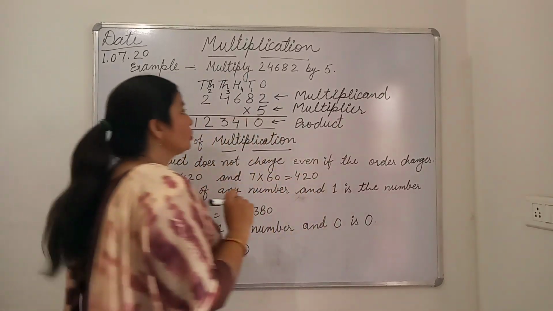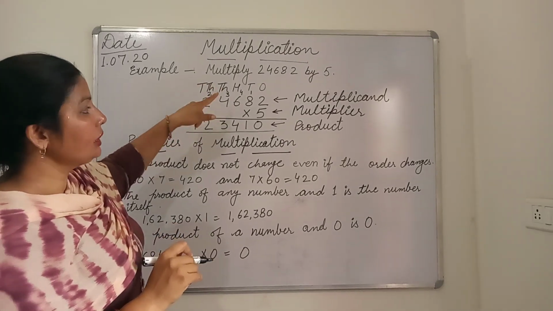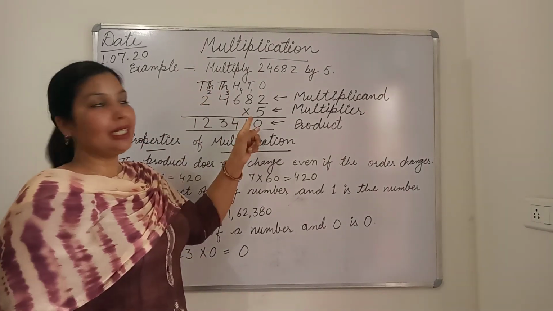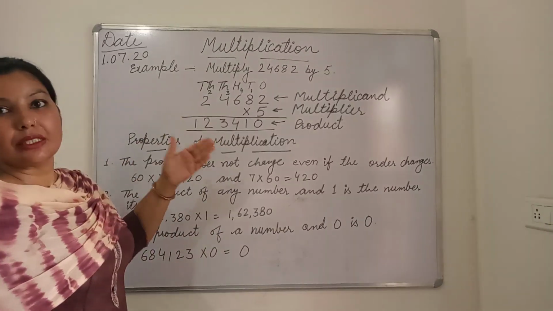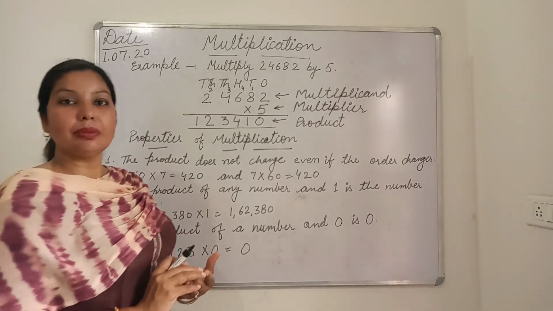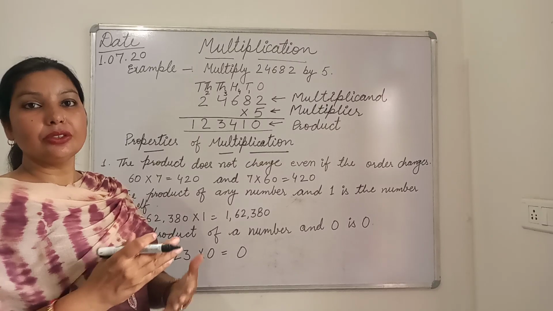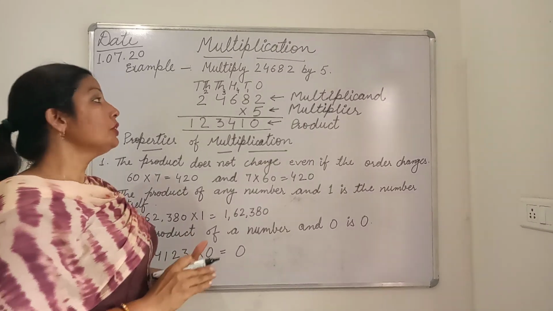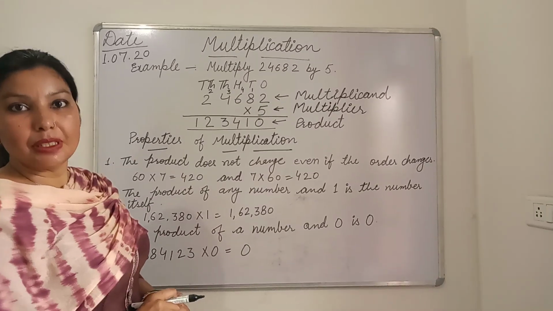Okay. So the number to be multiplied is called the multiplicand. The number by which we multiply is called the multiplier. And the result of multiplication is called the product. Okay. And what is multiplication? Multiplication is repeated addition. When we again do addition, at the place of addition we can use multiplication. Okay. Now here are some properties of multiplication.